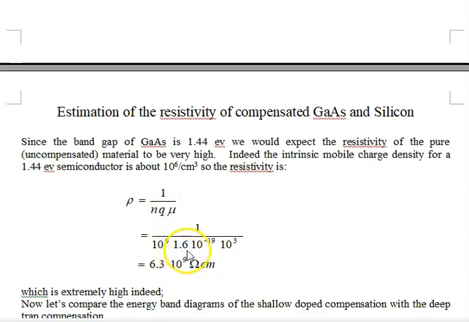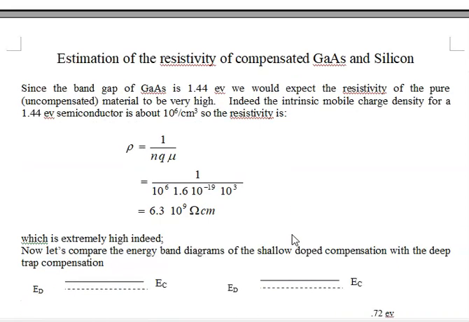The electronic charge 1.6 times 10^-19. And here I'm arbitrarily saying that the mobility is about 1,000. That's a little bit on the high side, but look at the number I get. 10^9 ohm centimeters. Huge. That is an insulator. That's like glass. That's really an insulator.